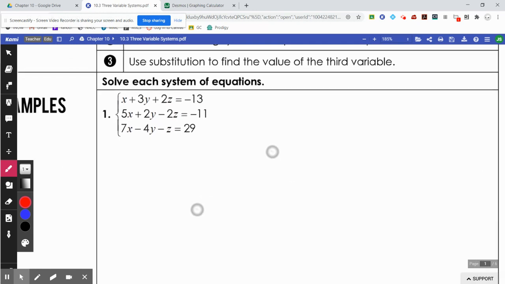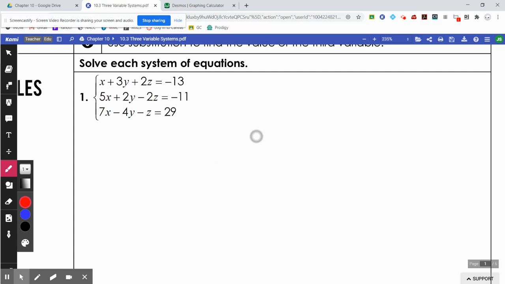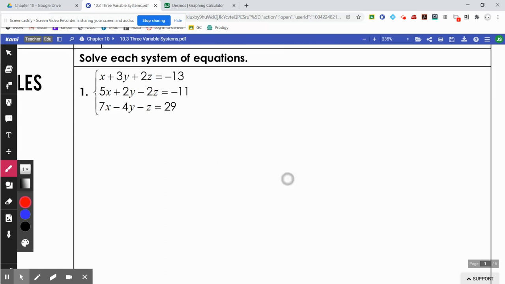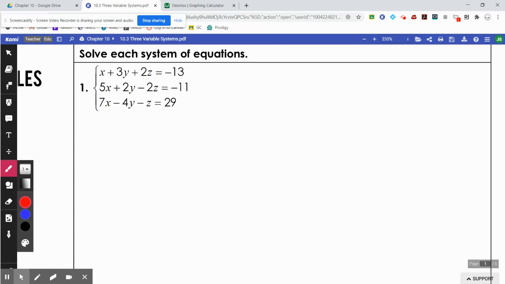So solving each system, we can again use either substitution or elimination. I'm going to start out with using substitution here. I notice in my first equation here that I can very easily get x by itself by simply moving the other two variables over. So that's going to be x is equal to negative 3y minus 2z minus 13.